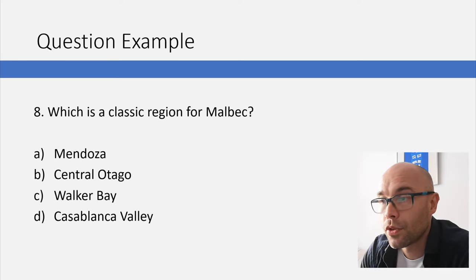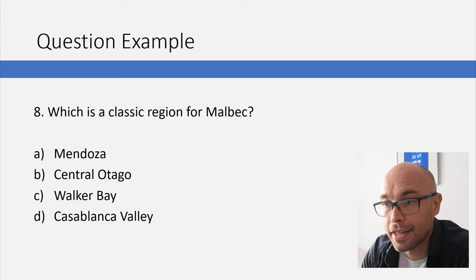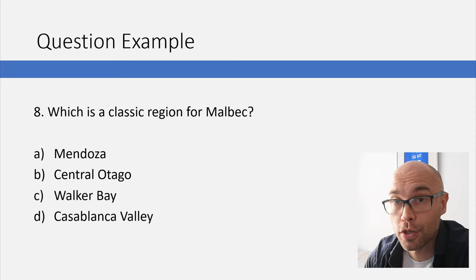Which is a classic region for Malbec? Mendoza, Central Otago, Walker Bay, Casablanca Valley. The correct answer is A, Mendoza.